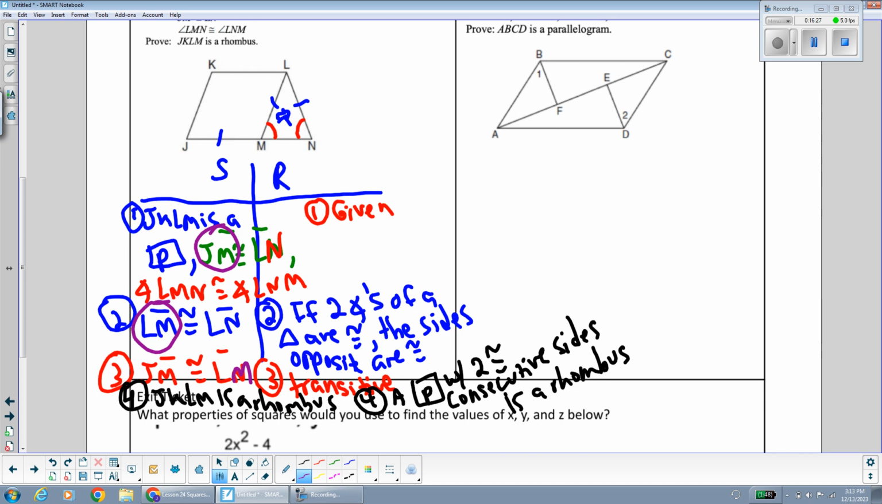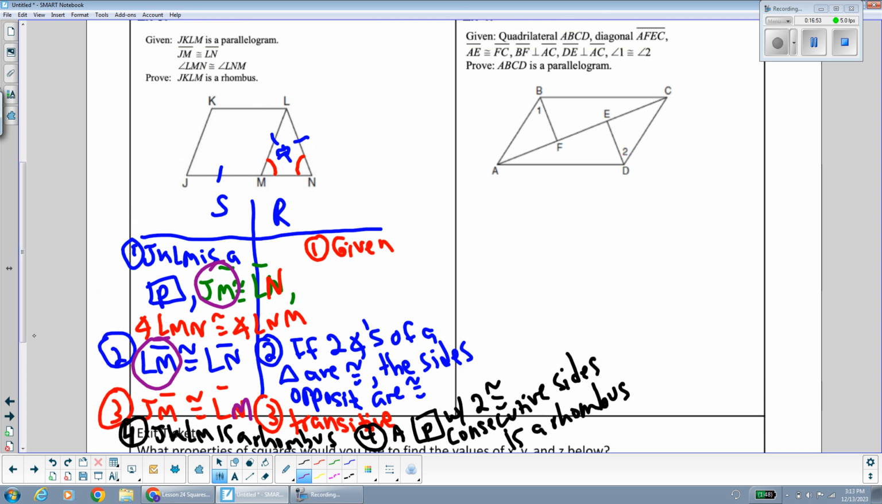Once again, since JM and LM were both congruent to LN, they needed to be congruent to each other. We can see it here too. They were both congruent to LN, so they have to then be congruent to each other. So then we know it's a rhombus because a parallelogram with two congruent consecutive sides is a rhombus.